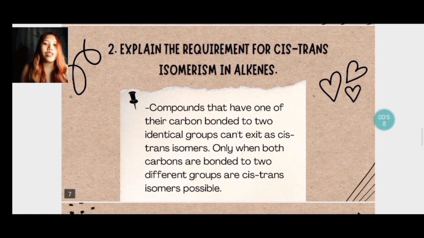Number 2. Explain the requirement for cis-trans isomerism in alkenes. So the requirement to have cis-trans isomerism in alkenes is that compounds that have one of their carbons bonded to two identical groups can't exist as cis-trans isomers. Only when both carbons are bonded to two different groups are cis-trans isomers possible.